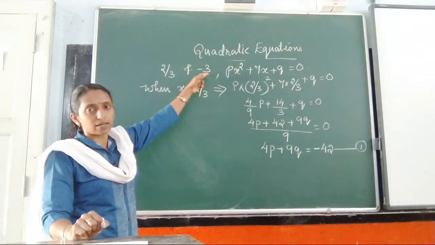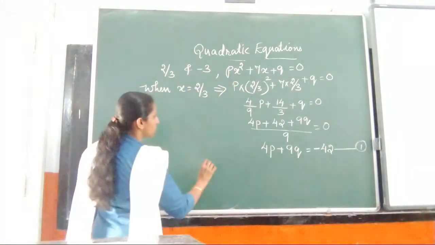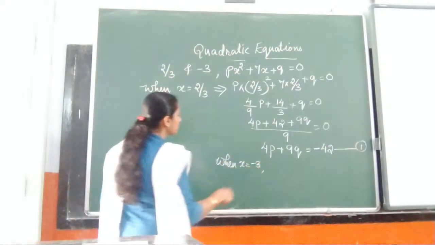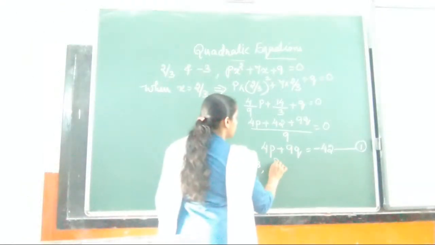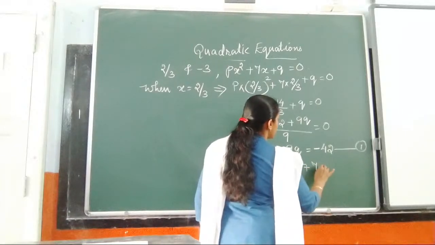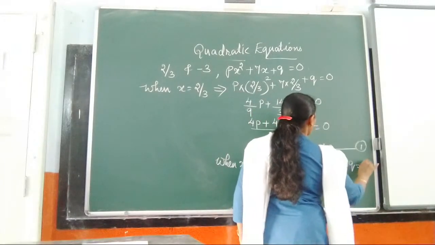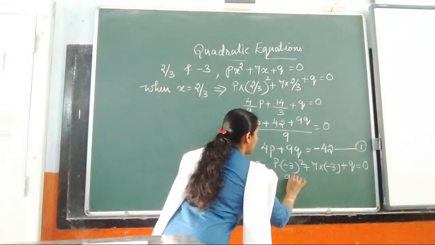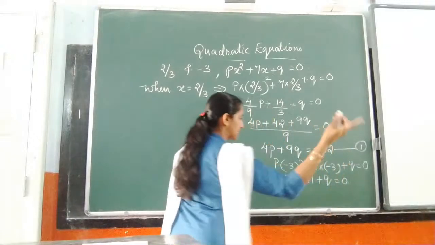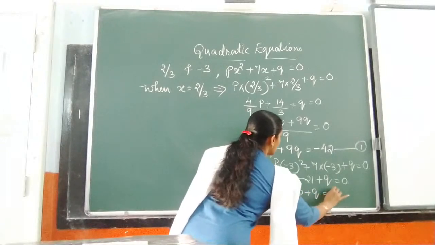The second root is given as minus 3, so you are going to substitute minus 3 again. Then x equal to minus 3. What will your equation be? You will get p into (minus 3) square plus 7 into minus 3 plus q equal to 0. So you are getting 9p minus 21 plus q equal to 0. Your second equation is 9p plus q equal to 21.